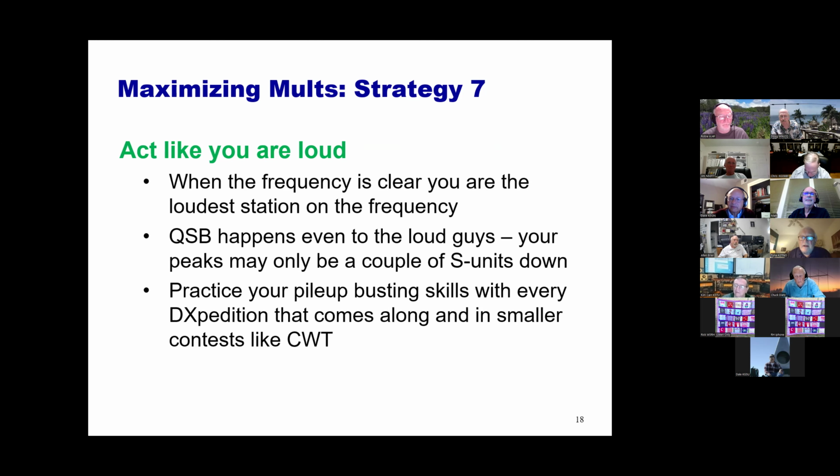Yeah, Dave, could you comment about what you think in terms of DX ops and their code speed? Do they tend to be going really like blazes, or are some of them going slow? My opinion has always been that the guys who are doing 30 or 32 words a minute are probably the better ops. What's your opinion about that? Yeah, typically. But you can tell if they're actually copying people correctly or not, whether their skill level is up to the speed that they're running.